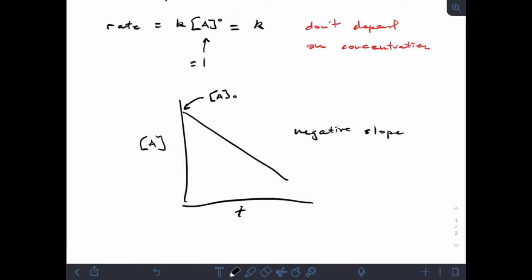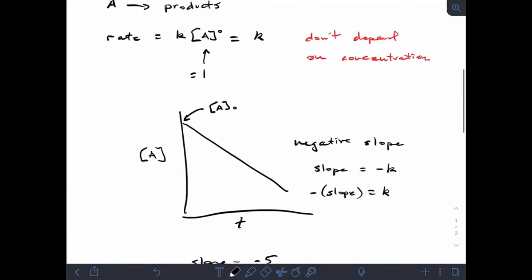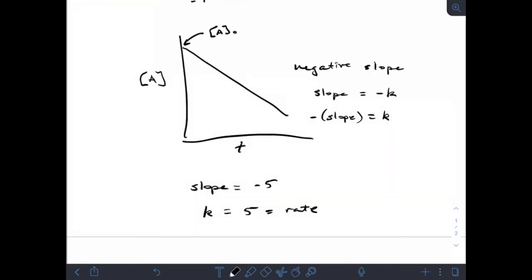If our plot is concentration versus time, then the slope equals negative k, or I could say the negative slope equals k. The important thing is that whatever the value for the slope, that's your value of k. So if my slope equals negative 5, then k equals 5. That also equals the rate, as we saw with our equation up here: the rate equals k. So zeroth order is very, very simple.